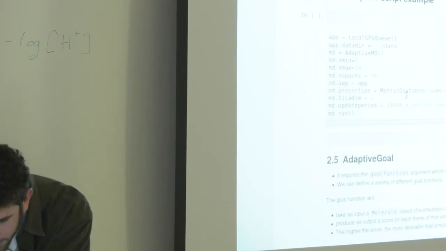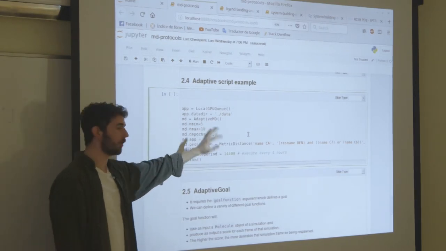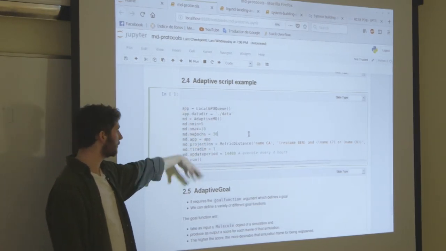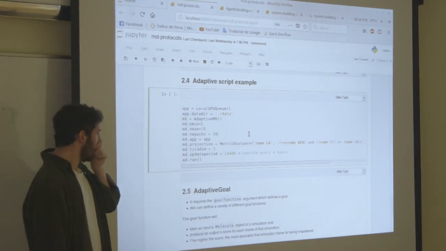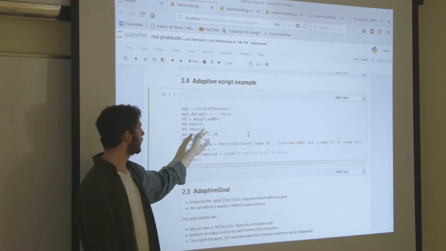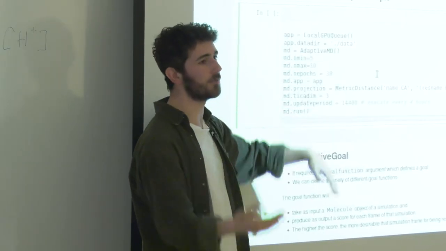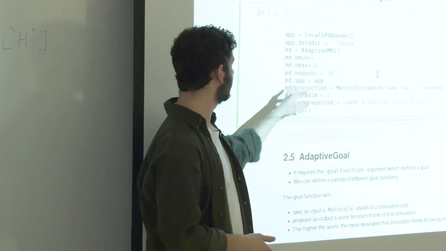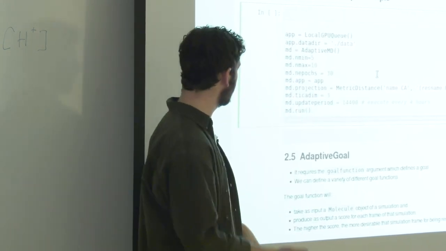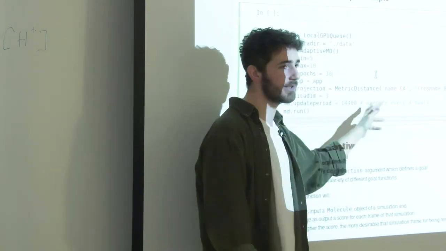And basically here is what a normal adaptive sampling script looks like. It's just a couple of lines to define what it has to do. You can define the minimum number of simulations you want to be running, the maximum number, and the number of total epochs that you will have. What is important is to define a projection method.